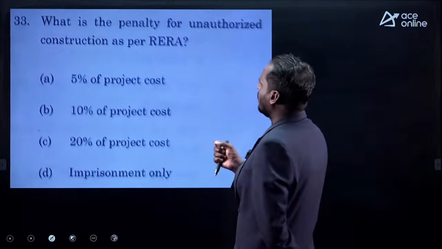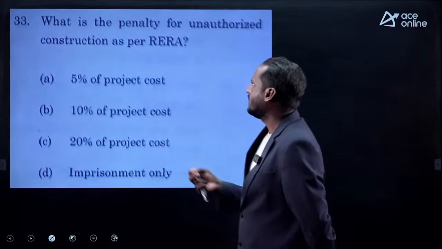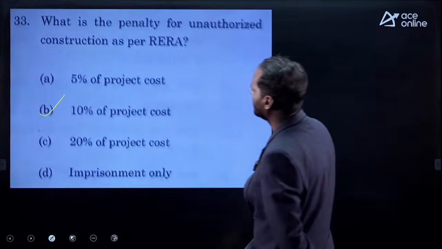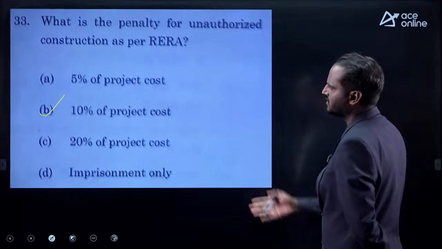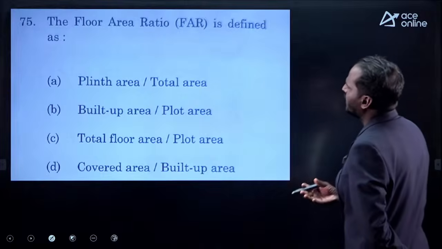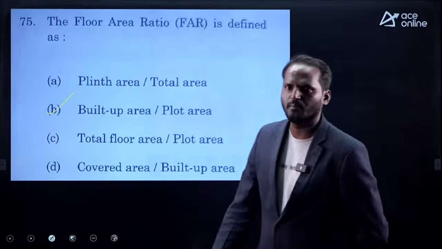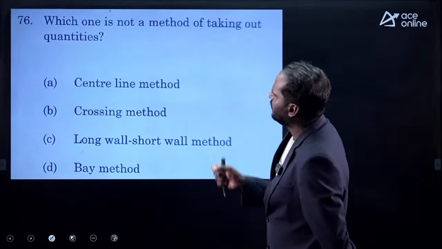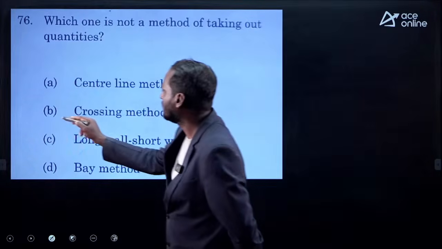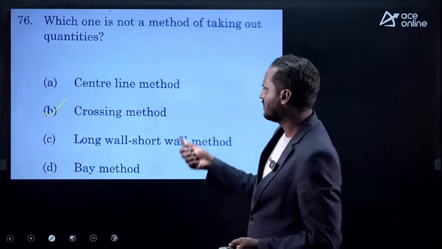This one, what is the penalty for an unauthorized construction as per RERA? That is 10% of project cost, right? As per the RERA, the unauthorized constructions will be penalized 10% of the project cost. Okay, look at this, the floor area ratio is defined as built up area divided by plot area. Answer is B. Next, which one is not a method of taking out quantities? Crossing method we can pick as not a method of taking out quantities.